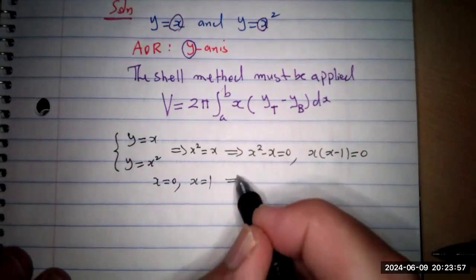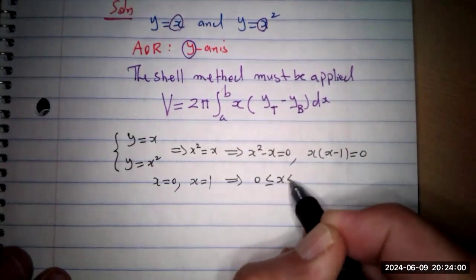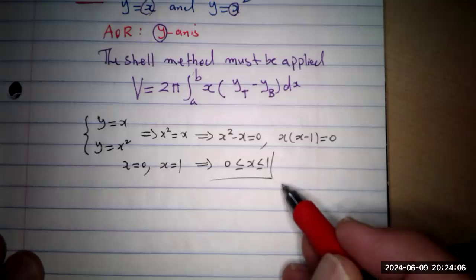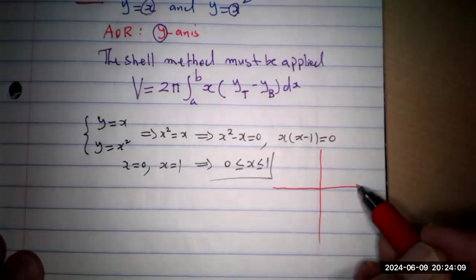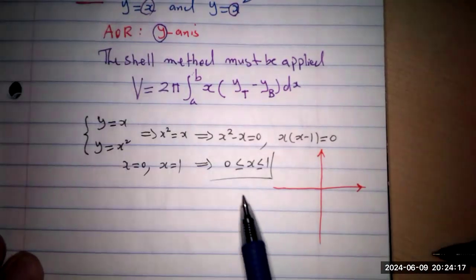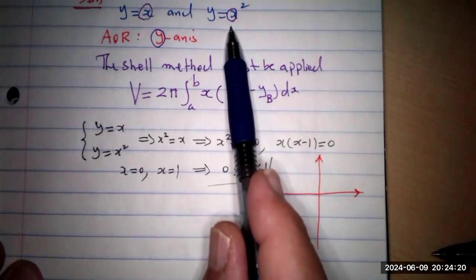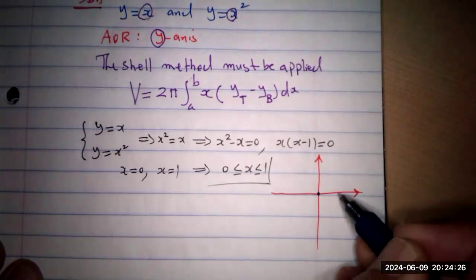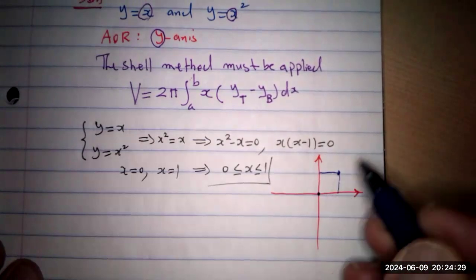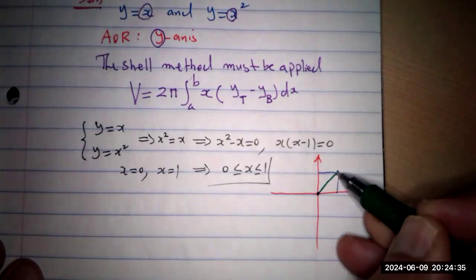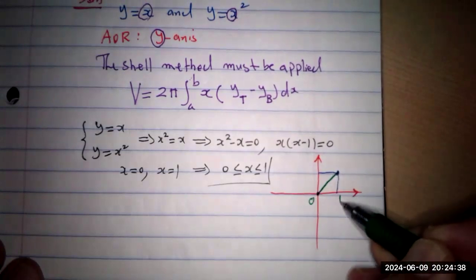So x is a positive number, so x is going to be between 0 and 1. You are going to be in the first quadrant, nothing to worry about. You don't have to graph it, but if you want to, you can use your graphing calculator or just do it as is. It's easy to graph. You have a straight line, y equals x, and y equals x squared. Your straight line is going to be 0, 0 and 1, 1. This is going to be the line, and this is going to be 0 and 1.